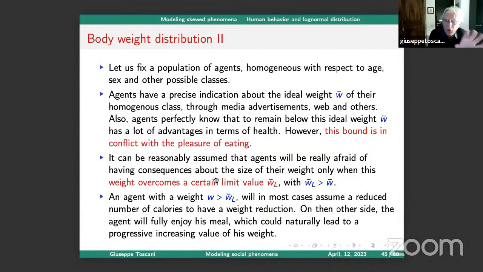Don't read the whole slide, but the fact is that everyone knows there is an ideal weight, but reaching this weight is a completely asymmetric phenomenon. If you are below, you have the pleasure of reaching this bound. If you are above, you have to stop eating, and this is completely different. This asymmetric phenomenon can be described using the value function that I wrote before, and this leads immediately to a log normal distribution for the distribution of weight. Maybe it is the most understandable example of why a log normal distribution is able to reproduce a phenomenon of this type.